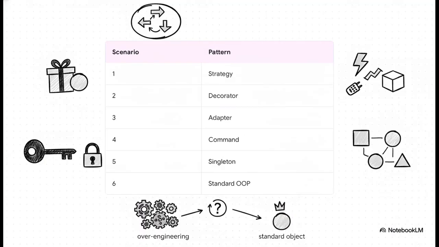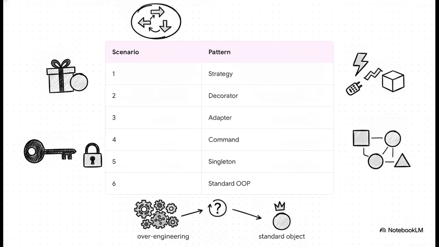For Scenario 1's interchangeable algorithms, we use the strategy pattern. Scenario 2's dynamic wrapping requires the decorator. Bridging the legacy interface in Scenario 3, that is classic adapter territory. Turning actions into objects for Scenario 4 is the command pattern. Halting the printer spooler chaos in Scenario 5 absolutely demands a singleton.